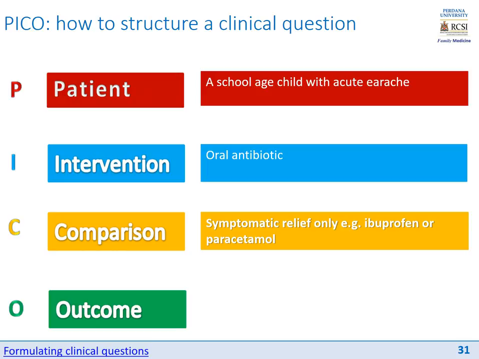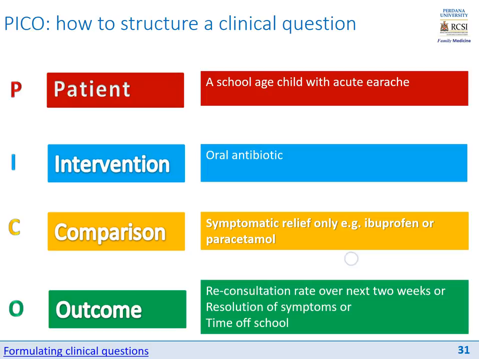And the outcome, well, the mum has told you what sort of outcome she wants to look at. She doesn't want him coming back to see you. She wants to get him better quickly because he's in pain, and she doesn't want him losing time off school. So the clinical question could be phrased in total like this. In school-aged children with acute earache, do antibiotics versus paracetamol lead to reduced reconsultation rates over the next 2 weeks, or earlier resolution of symptoms, or less time off school?